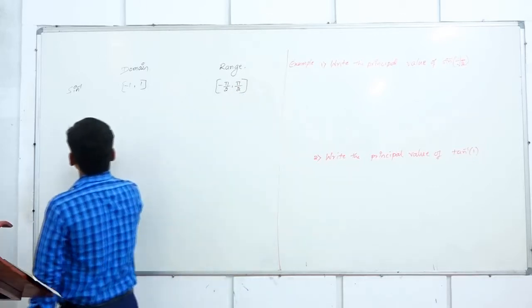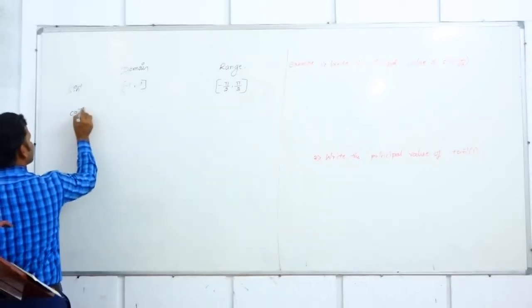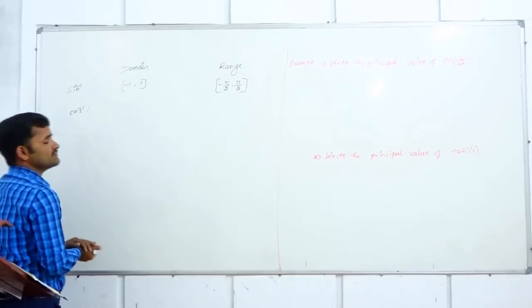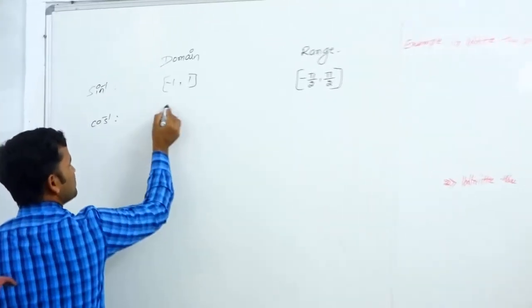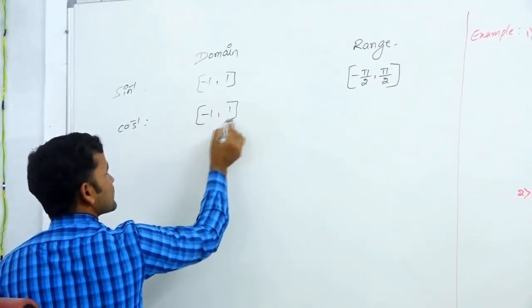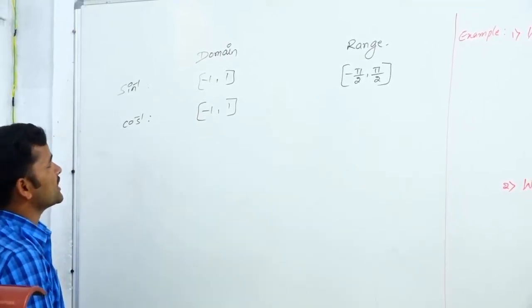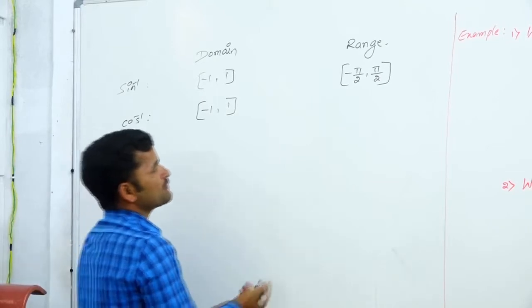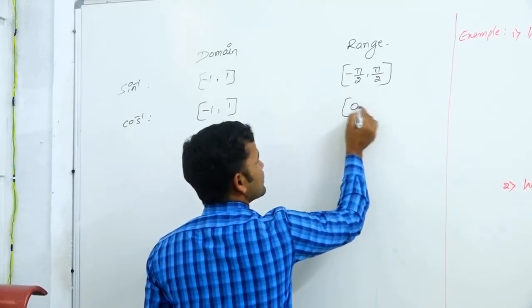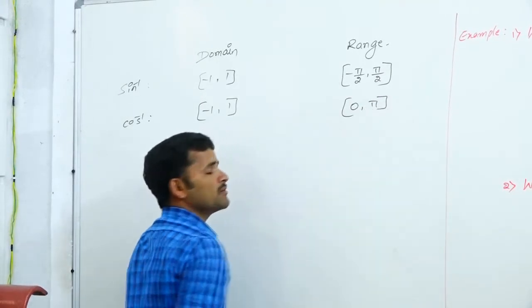Coming to the second inverse trigonometric function, that is cos inverse. Cos inverse domain is also the same as that of sine inverse, closed interval minus 1 to 1. And what about the range? Range is the closed interval 0 to pi.